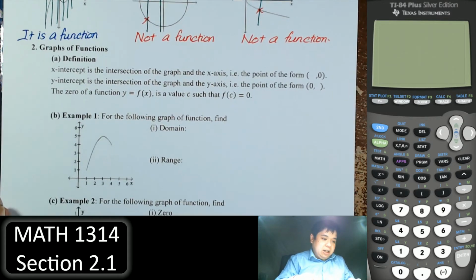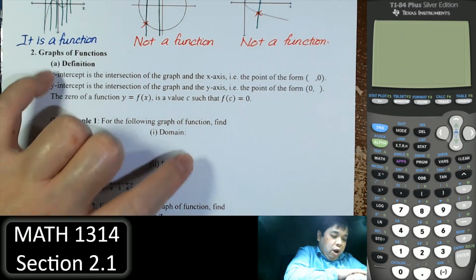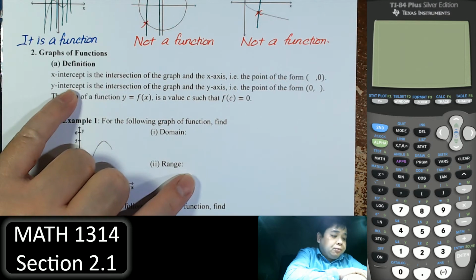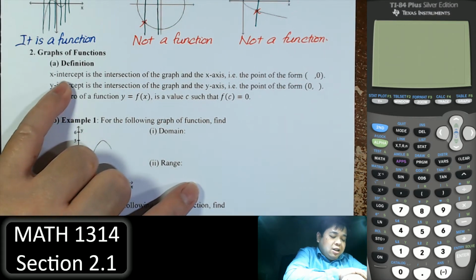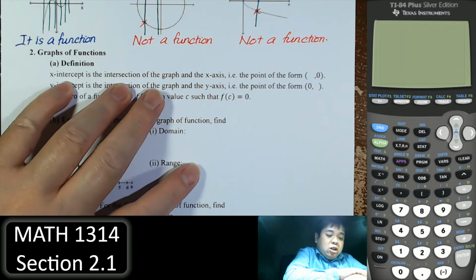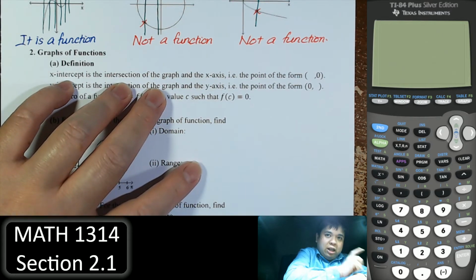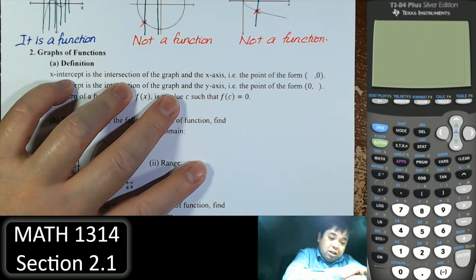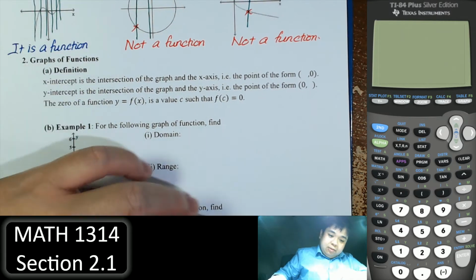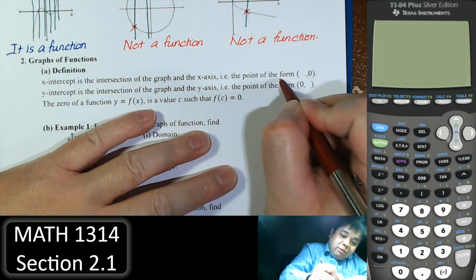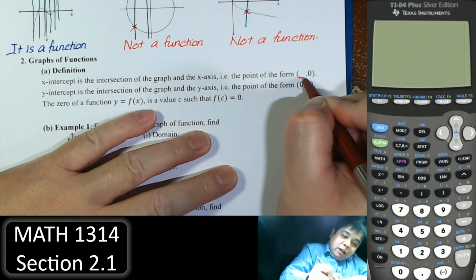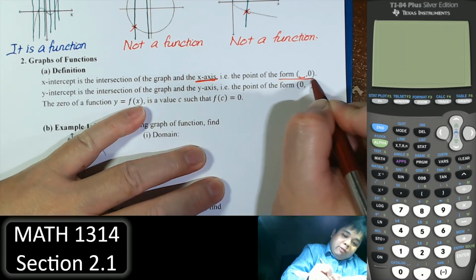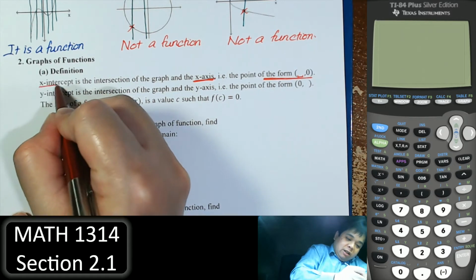Right. Next, we have graphs of functions, and some characteristics of the graph of a function. Definition: the x-intercept is the intersection of the graph with the x-axis. If the point is on the x-axis, it will have the form of something, comma 0. Of this form, that is the x-intercept.